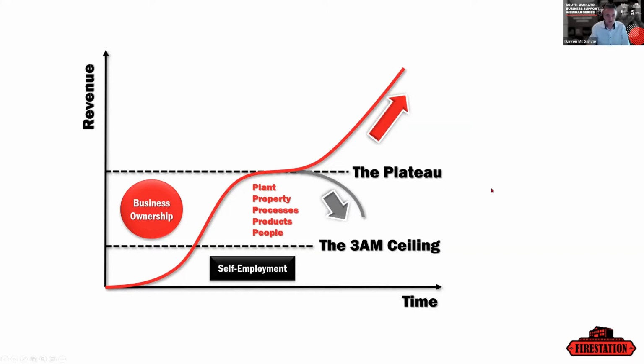So no matter where you are on this curve, we're going to be talking about how to potentially keep growing, or at the very least, maybe not shrink.